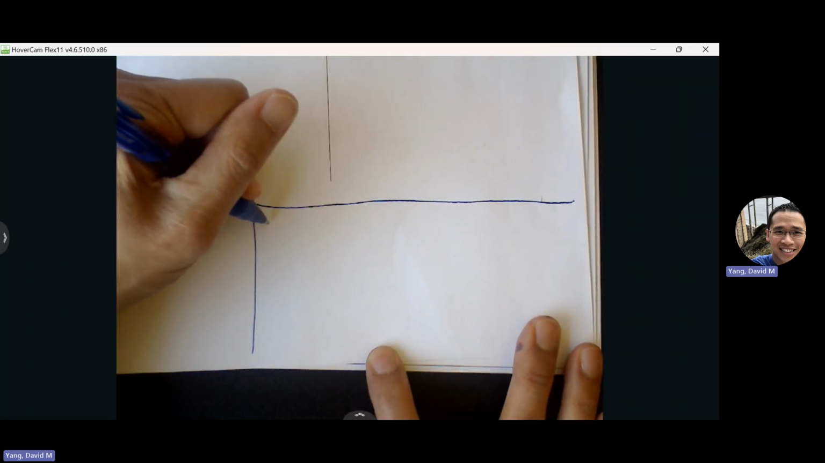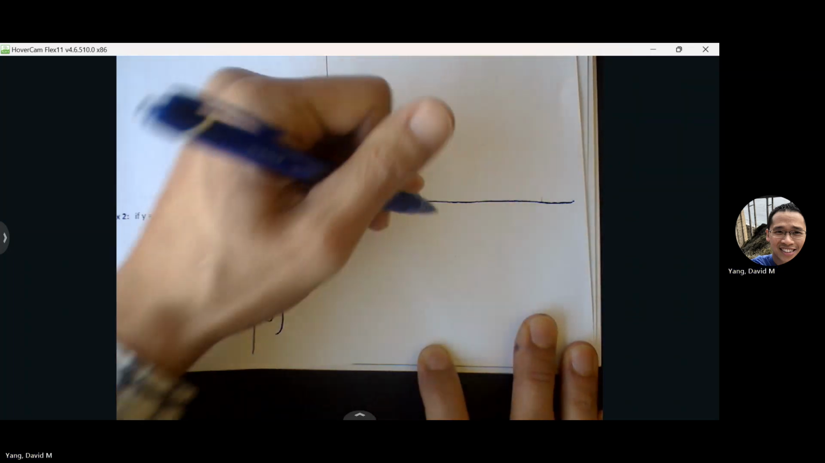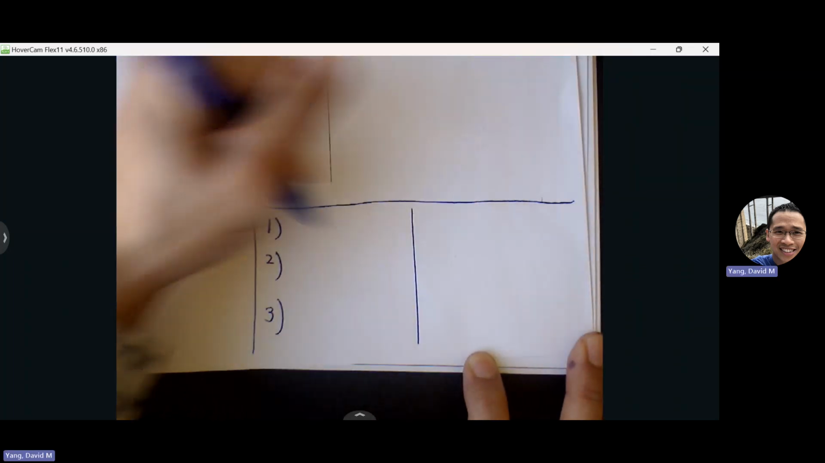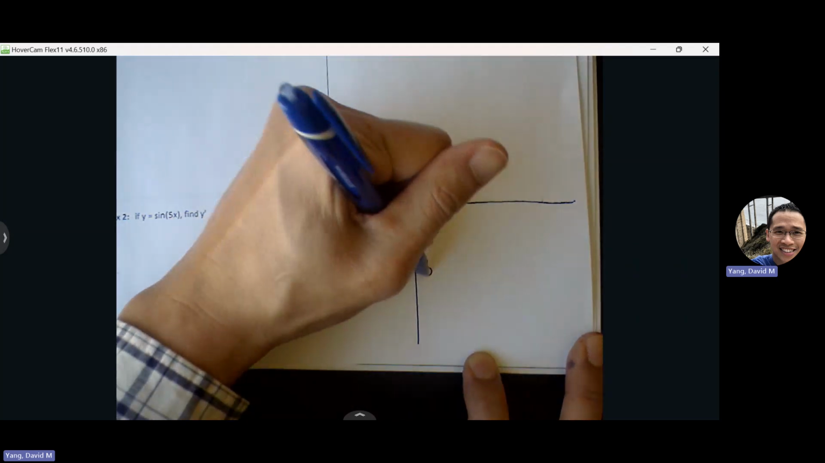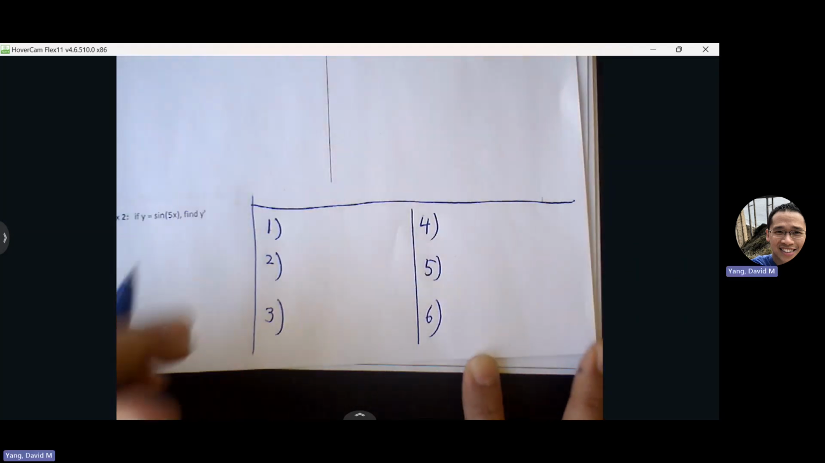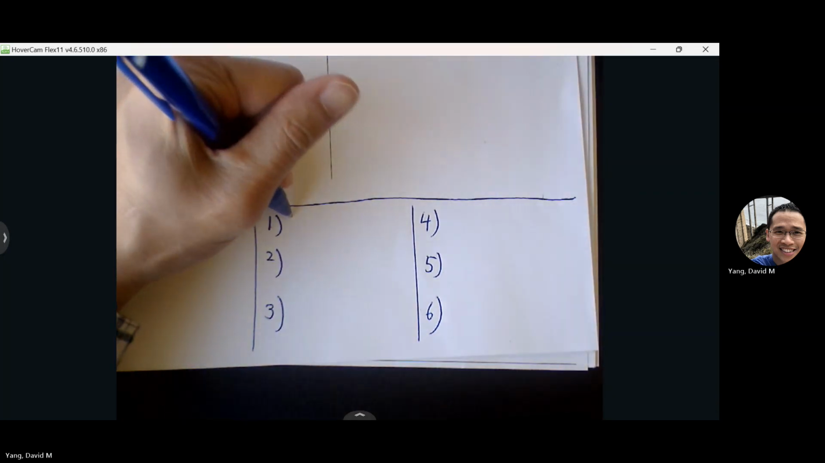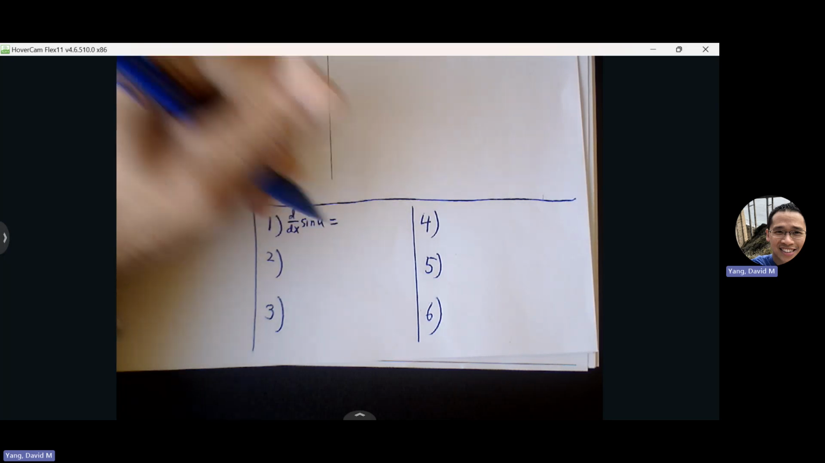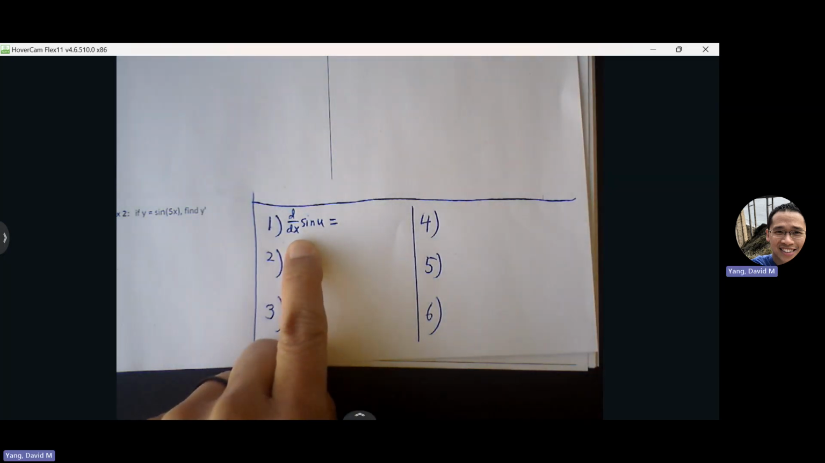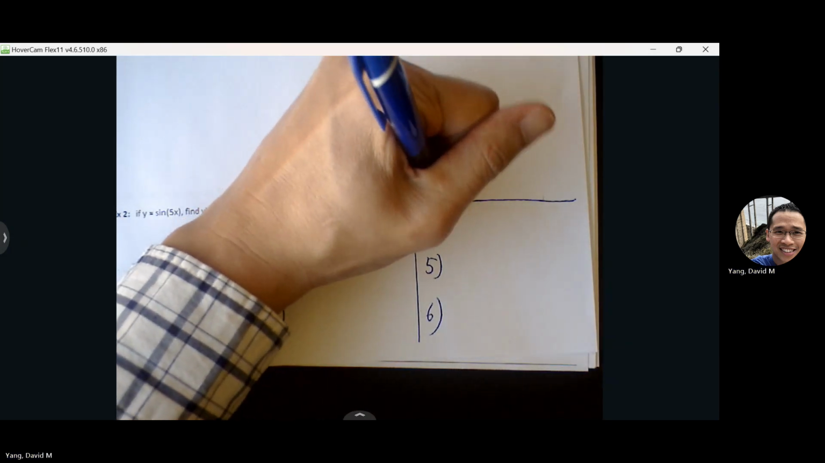So what I want you to do is write down 2 columns. So 1, 2, 3 down the first column, and then 4, 5, 6. All right, so we're going to do derivative of sine of u for number one. Across from sine, you're going to put cosine.